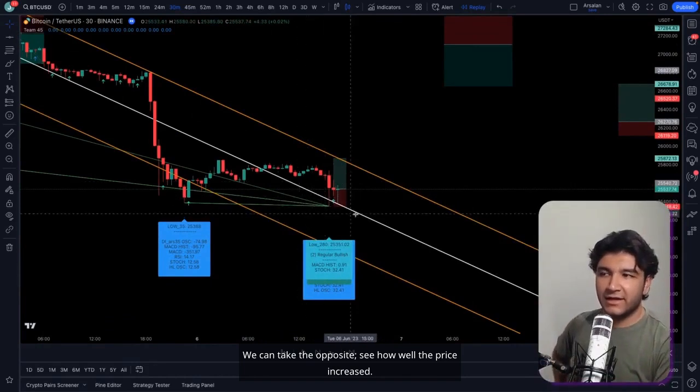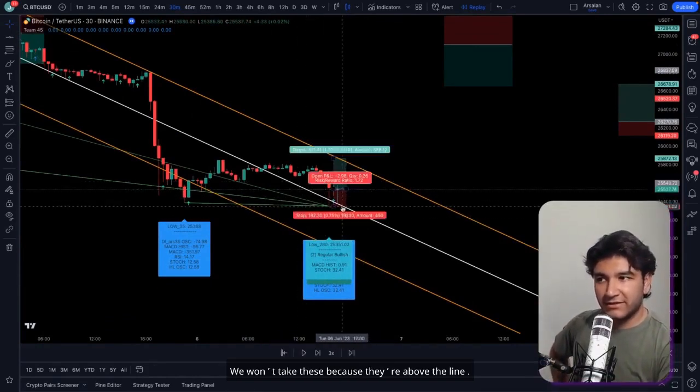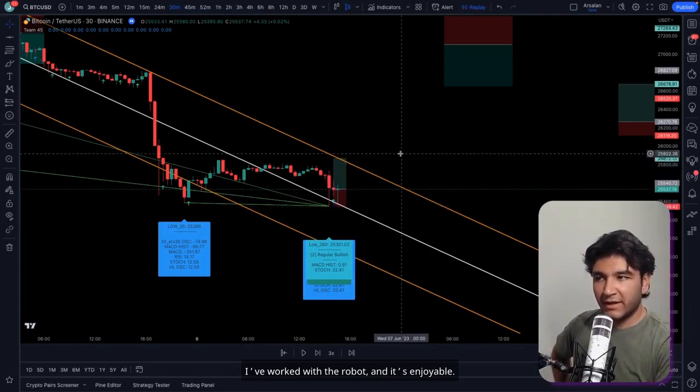We can take the opposite. See how well the price increased. We won't take these because they're above the line. It's simple. I've worked with the robot, and it's enjoyable.